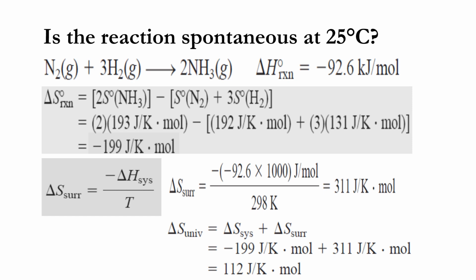Add that to our calculated entropy change in the surroundings, which is 311 joule per Kelvin mole. Getting the sum, you have 112 joule per Kelvin mole. So again, since this is a positive change in entropy in the universe, this reaction occurs spontaneously.